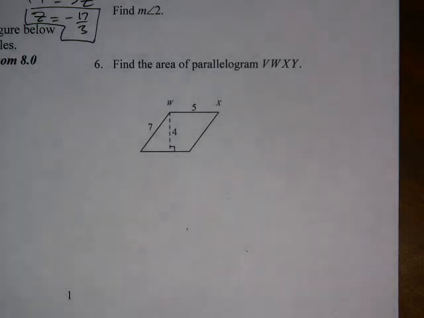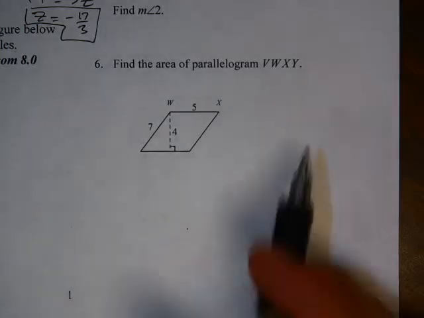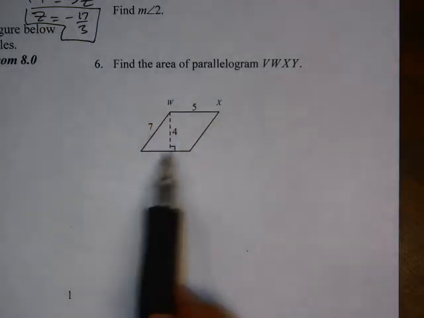Review number 2 for Lister in geometry. I'm going to look at numbers 6, 7, and 10 in this video. Number 6 asks us to find the area of this parallelogram.